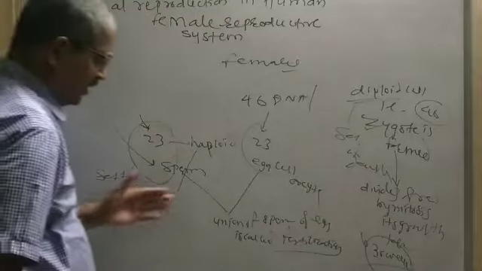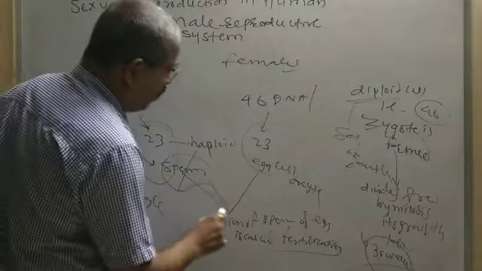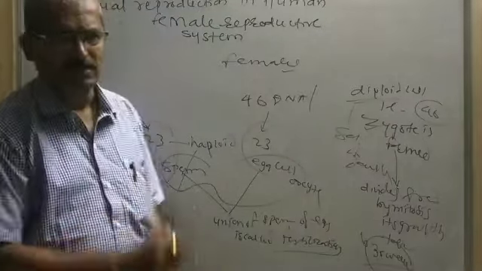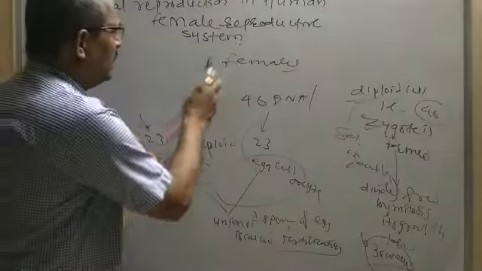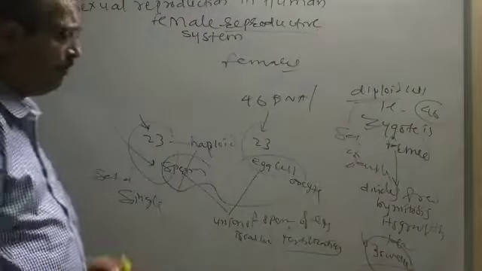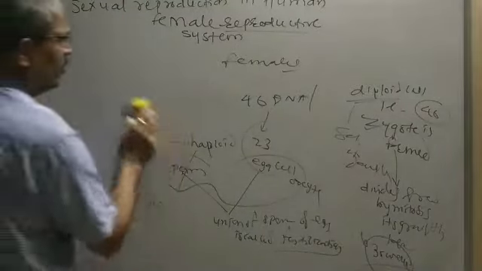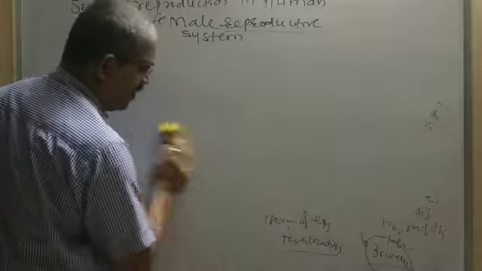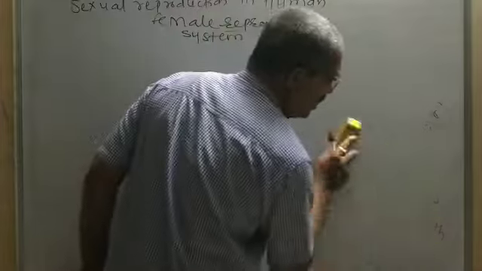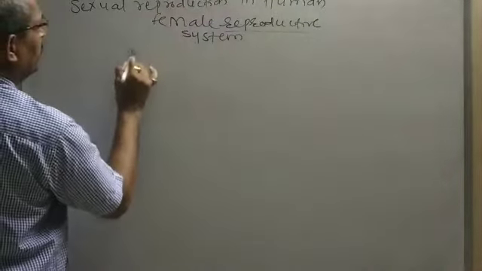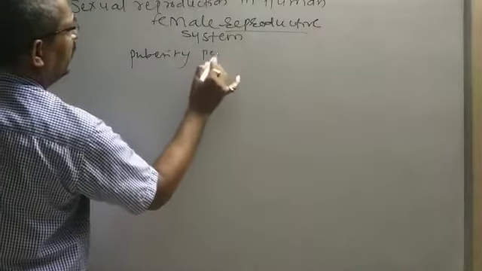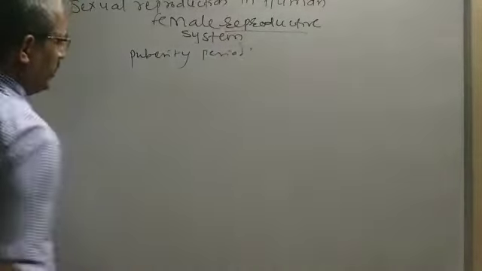If there is no fertilization, months. And when is this reproduction possible? That is also a very important point. So please note that I am going to utter one word, that is puberty. Puberty period, or puberty time.